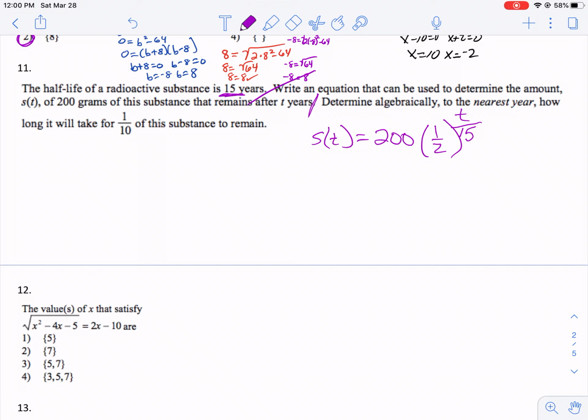Determine algebraically, to the nearest year, how long it will take for 1/10 of the substance to remain. Well, we have 200 grams of it right now. 1/10 of 200 is 20. So we want to know when 20 grams remain, which is our ending amount. So I'm going to fill the 20 in for S of t.